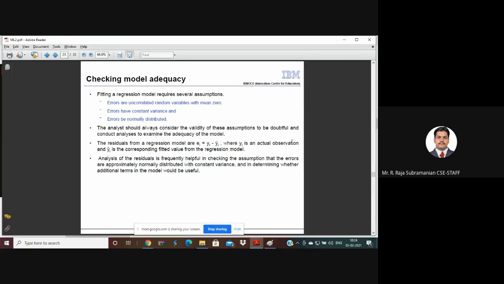Okay. Now, checking the model adequacy, right? Fitting a regression line requires several assumptions. We have already seen it, and the same thing is coming here. First is uncorrelated random variables with mean zero, right? Next, constant variance. We have already seen heteroscedasticity, that is constant variance. Then, errors are normally distributed.